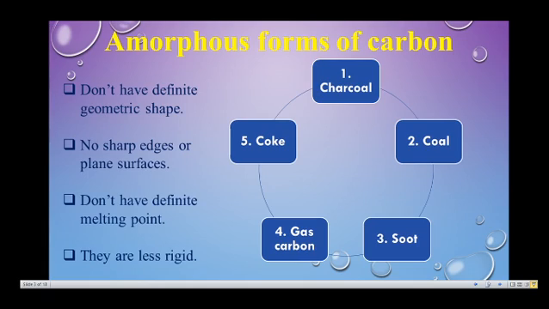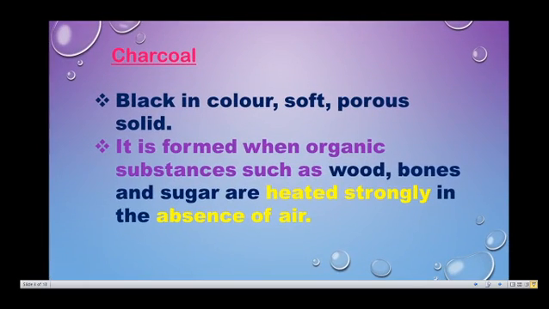These are a few examples of amorphous forms of carbon. Number 1, charcoal. Number 2, coal. Number 3, soot. Number 4, gas carbon. Number 5, coke. Let me discuss one by one. First one, charcoal. Charcoal is generally black in color. They are soft and porous solid. Porous means they contain many tiny holes. You cannot see those holes.